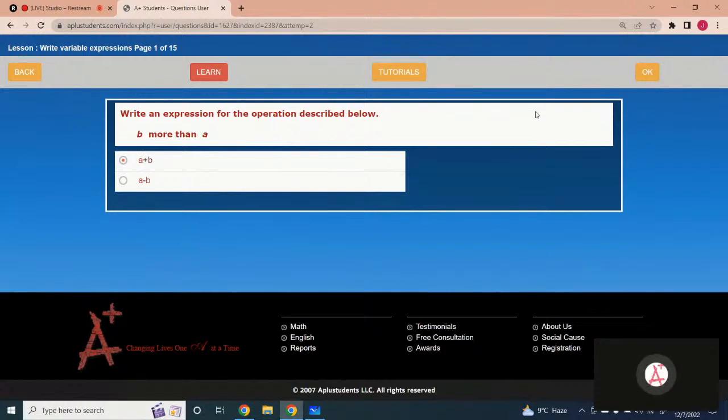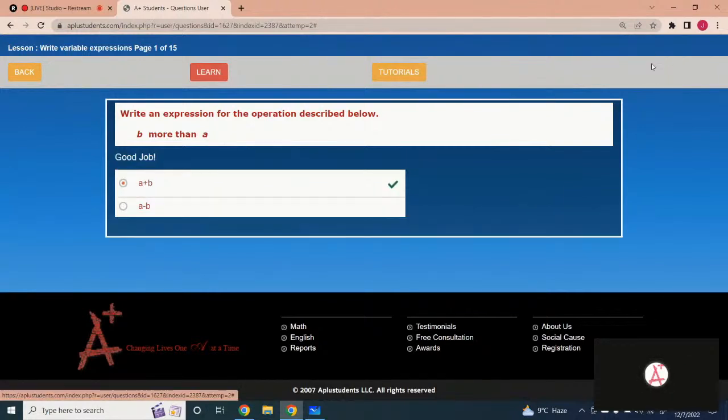Just select the correct option and click on the OK button. Basically the expressions are given in words. You have to write them in the expression form. You have to write the variables and the operations. So it would be A plus B. Got it?